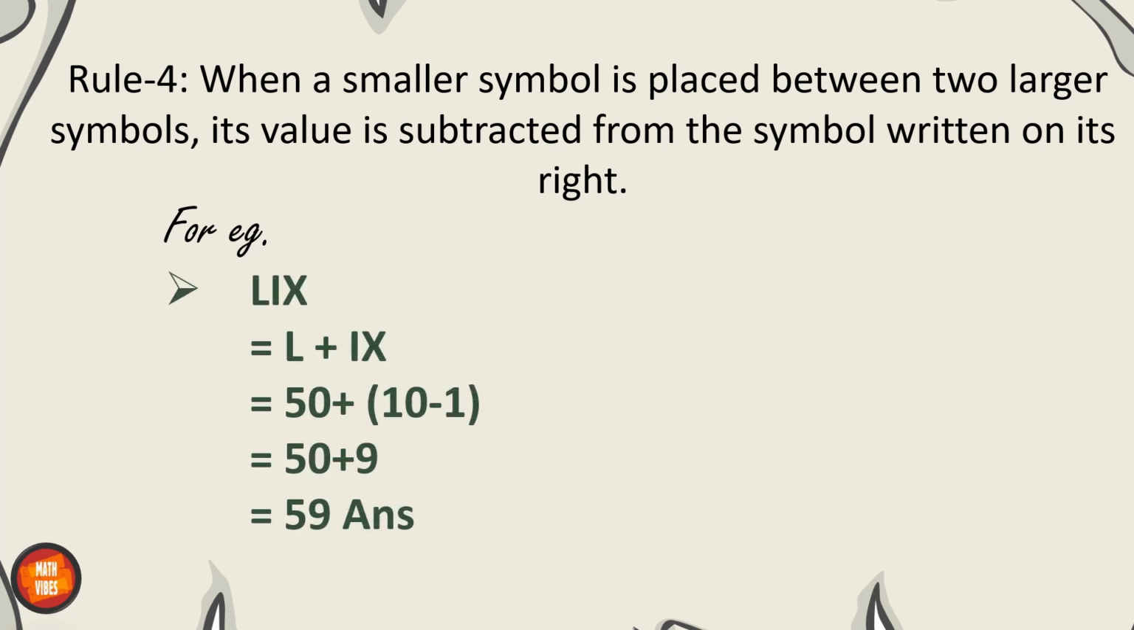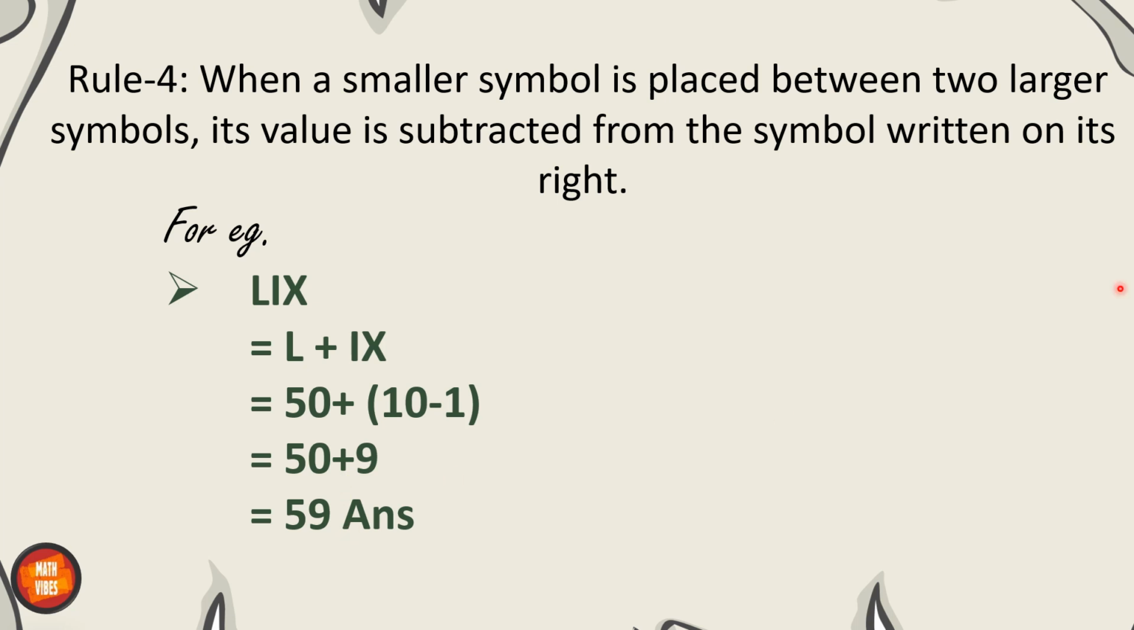Let's check how. If the question is LIX, we will write it as L plus IX. Separate the part where the smaller number starts. L is separate, IX is separate. Now L means 50, and what is IX? It is not in descending order. You remember, when something is not in descending order, not from big to small, we subtract. So 10 minus 1 is equal to 9. So the answer is 50 plus 9, 59.